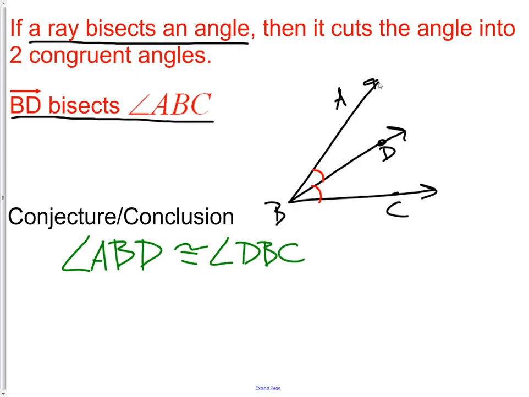If a ray bisects an angle, then it cuts it into two congruent angles. We're given a situation where BD bisects ABC. We therefore can make the conjecture and the conclusion that ABD must be congruent to DBC.